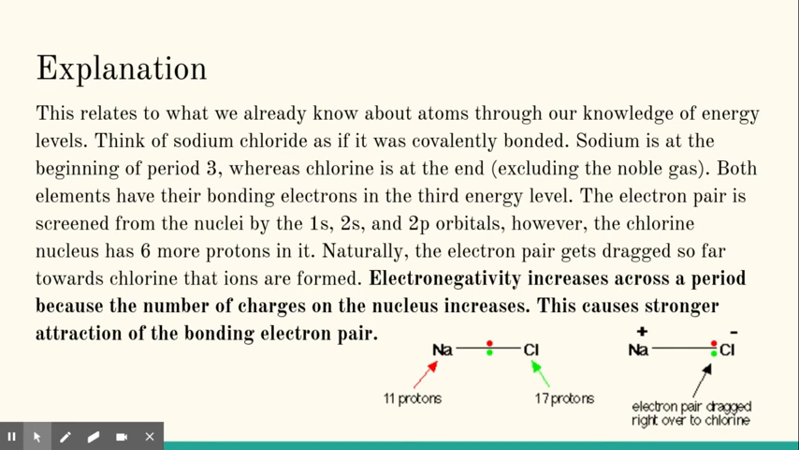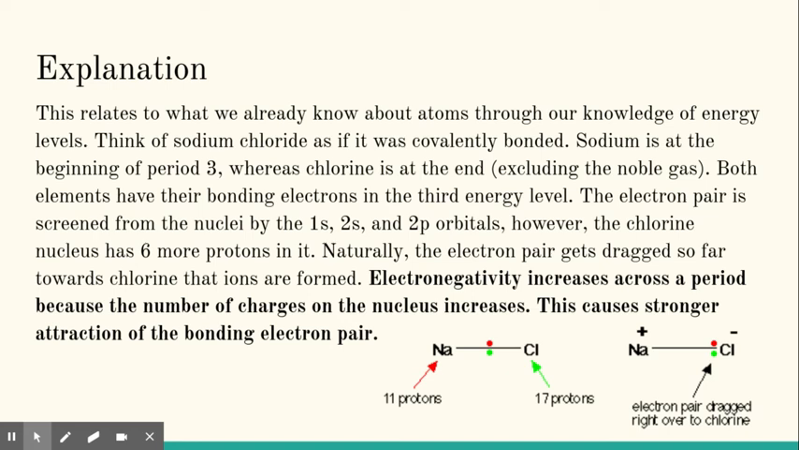Explanation. This relates to how we already know about atoms through our knowledge of energy levels. Think of sodium chloride as if it was a covalently bonded element. Sodium is at the beginning of period 3, whereas chlorine is at the end, excluding the noble gas. Both elements have their bonding electrons in the third energy level.